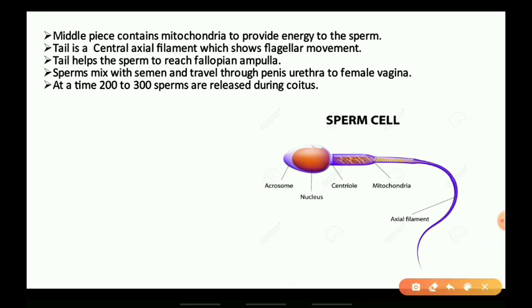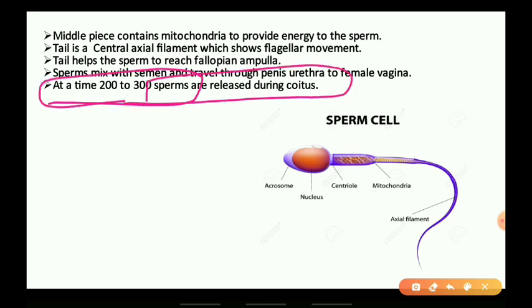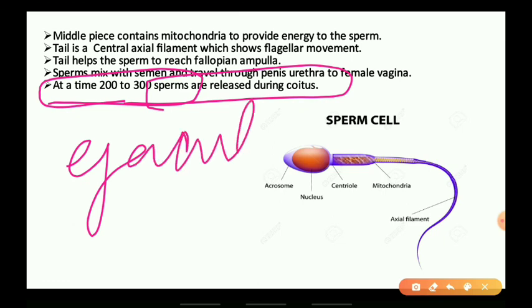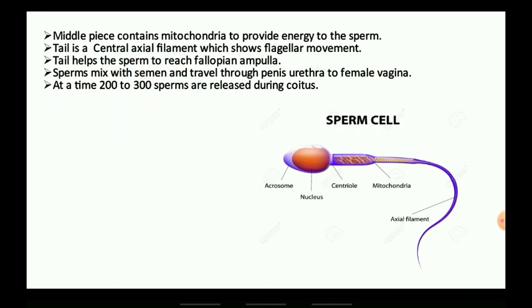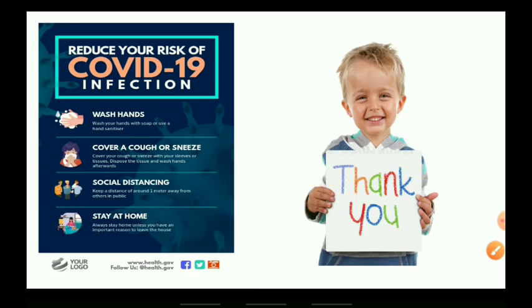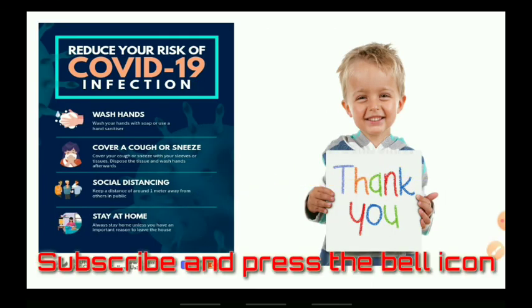Now, at a time 200 to 300 sperms are released in an ejaculation. During an intercourse, during a coitus, 200 to 300 sperms are released. Okay, hope this portion was clear to you and you are continuing your studies.